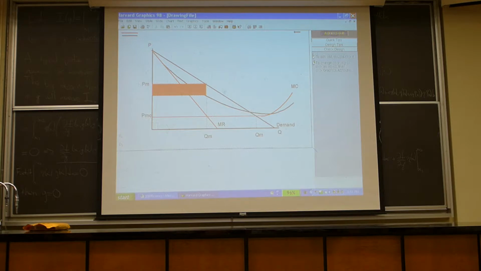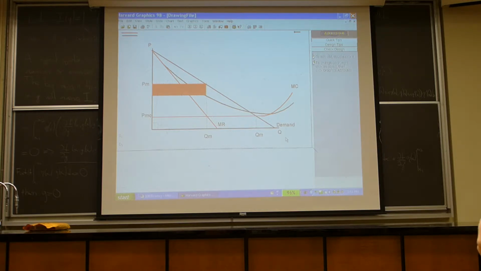Would it be this price? What is the price that will keep this firm in the industry still operating and make it as close as possible to zero efficiency loss?